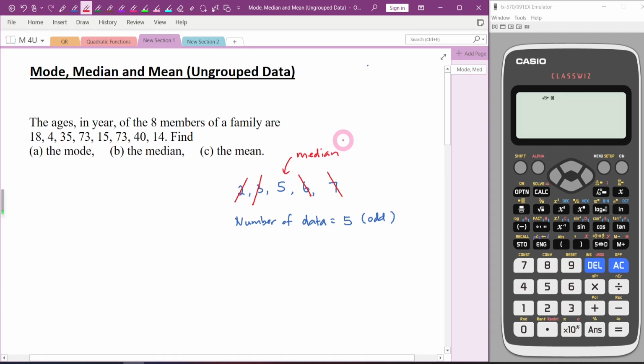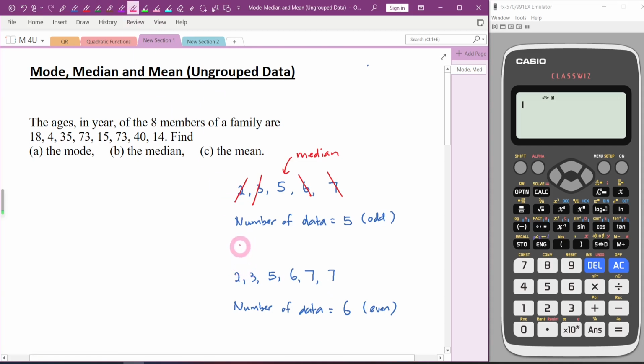Okay, let me edit this data a little bit by adding one more data for it. So now I have 2, 3, 5, 6, 7, and another 7. Okay, this time the number of data is equal to 6, which is an even number. If the total number of data is an even number, there are two median values.